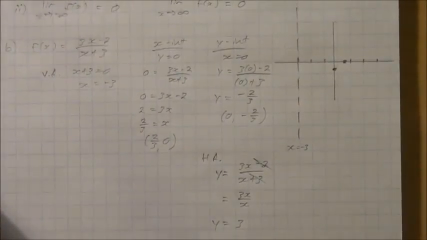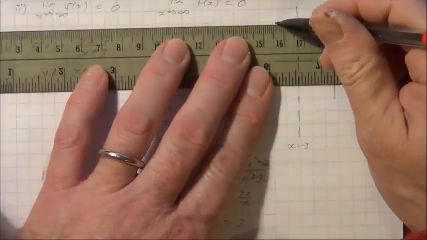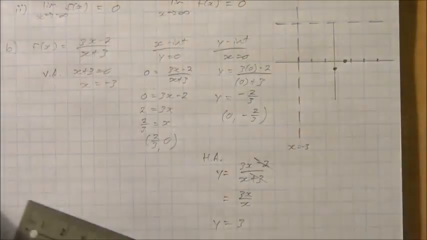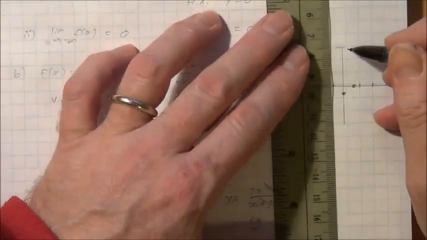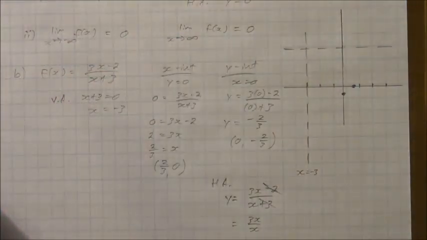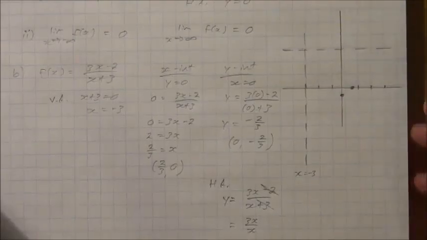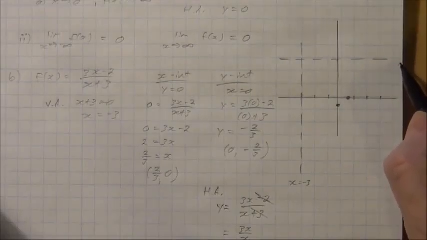So now what I can do is just draw in the horizontal asymptote at y equals 3. I'll put that up here. And I'll have to extend my y-axis a little bit here. So now basically the graph is taking shape. We know that it's going to be coming like this.